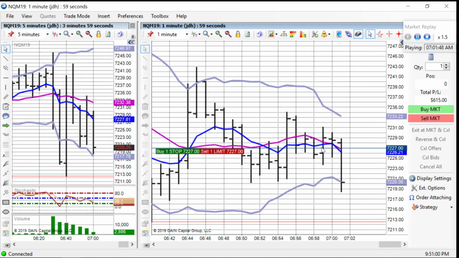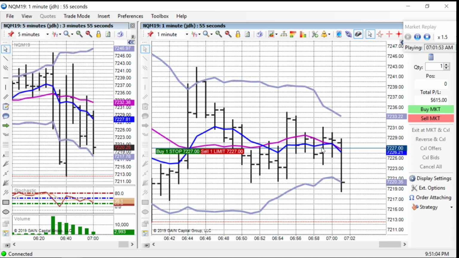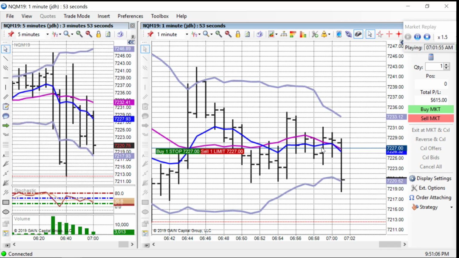Okay. Probably got lucky that I hit that target. You know, if the day was less volatile than it is, I might not have hit that and have to be ready on that exit at the market button.